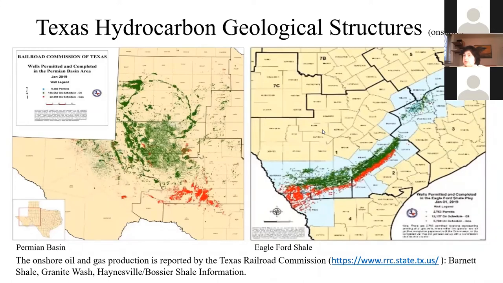Now, the Texas hydrocarbon geological structure onshore is also reported by the same Texas Railroad Commission. Here I have depicted the Permian Basin and the Eagle Ford Shale. But in addition, you can have the Barnett Shale, Granite Wash, and Haynesville Shale formations.